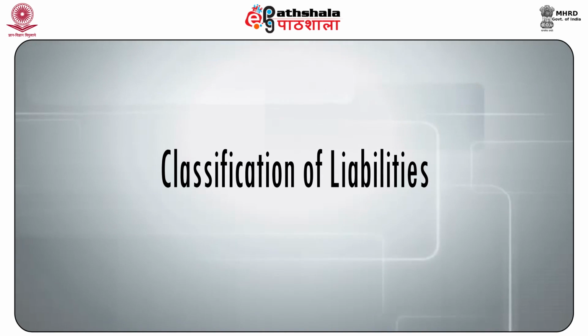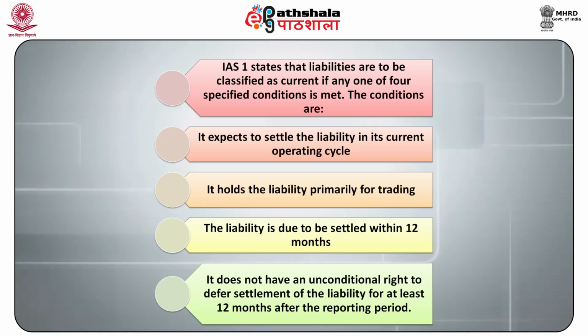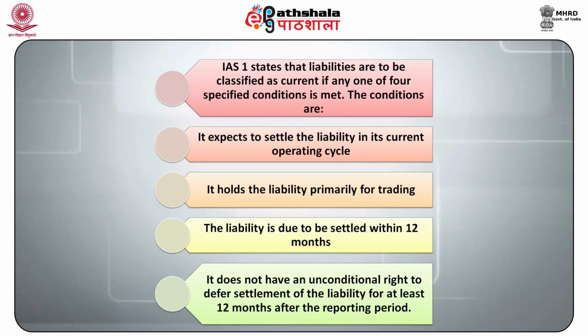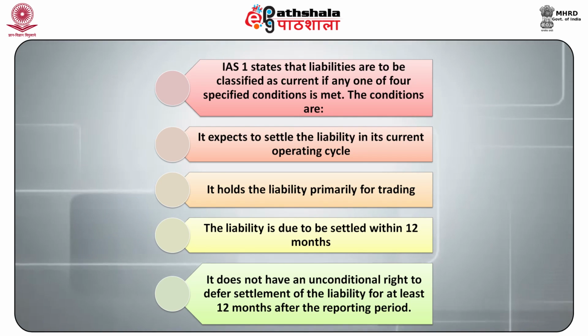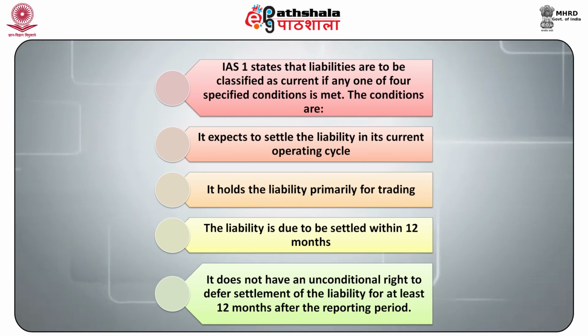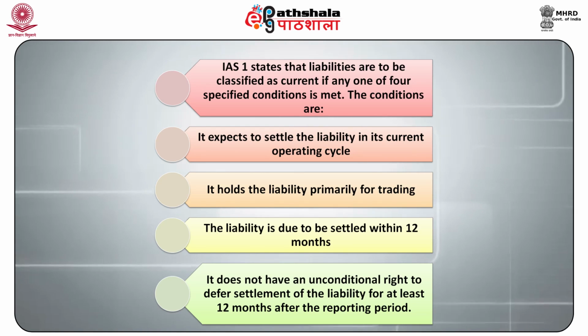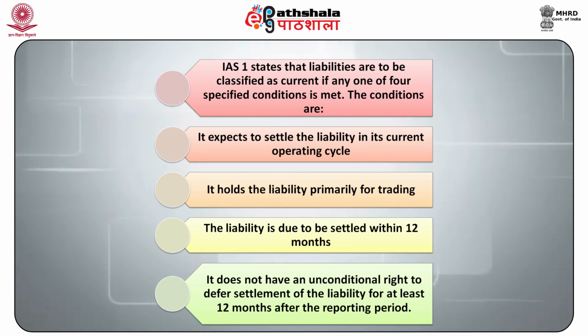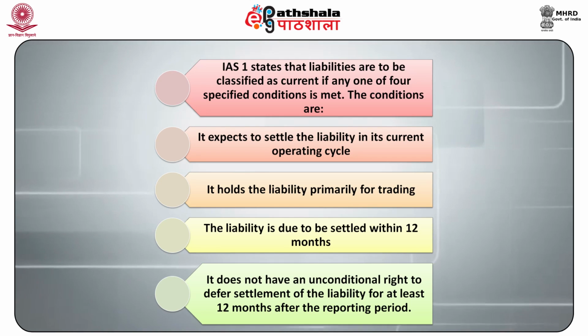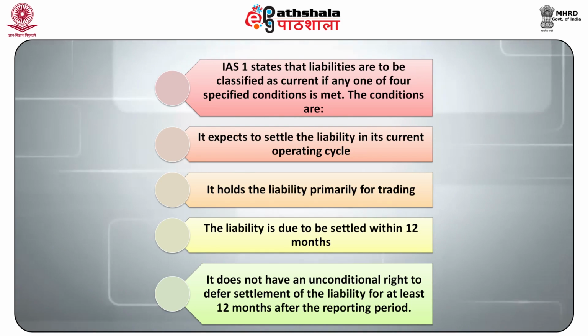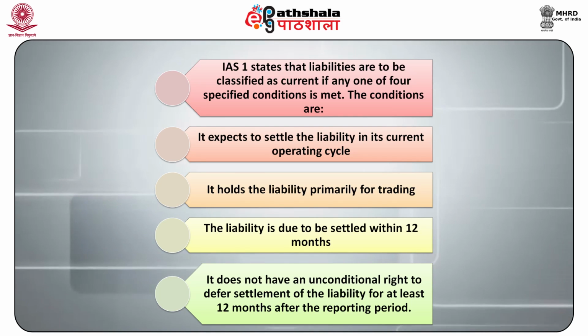Next, classification of liabilities. Liabilities may be classified into current and non-current. The distinction is made on the basis of time period within which the liability is expected to be settled by the entity. IAS 1 states that liabilities are to be classified as current if any one of 4 specified conditions is met. The conditions are: A. It expects to settle the liability in its current operating cycle. B. It holds the liability primarily for trading.